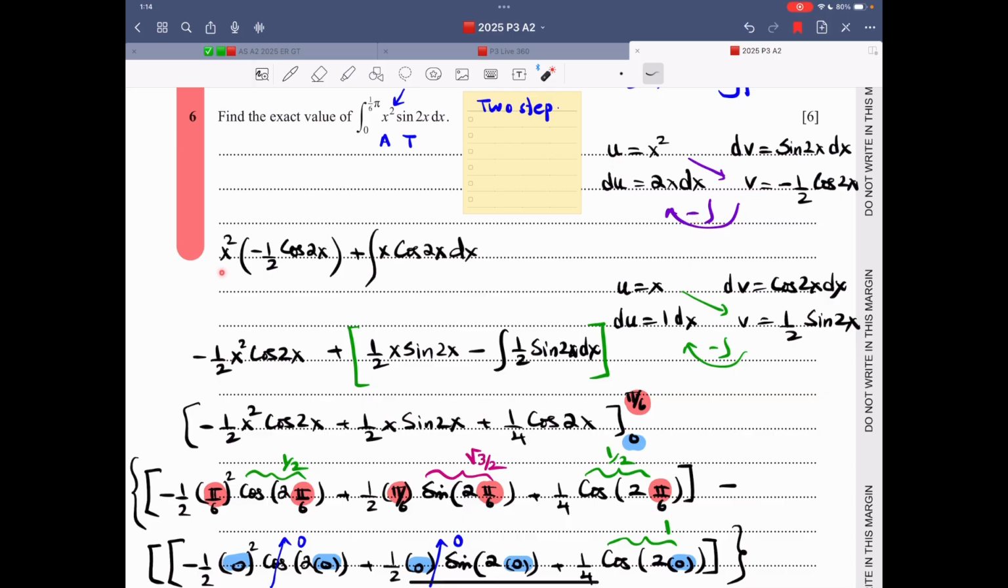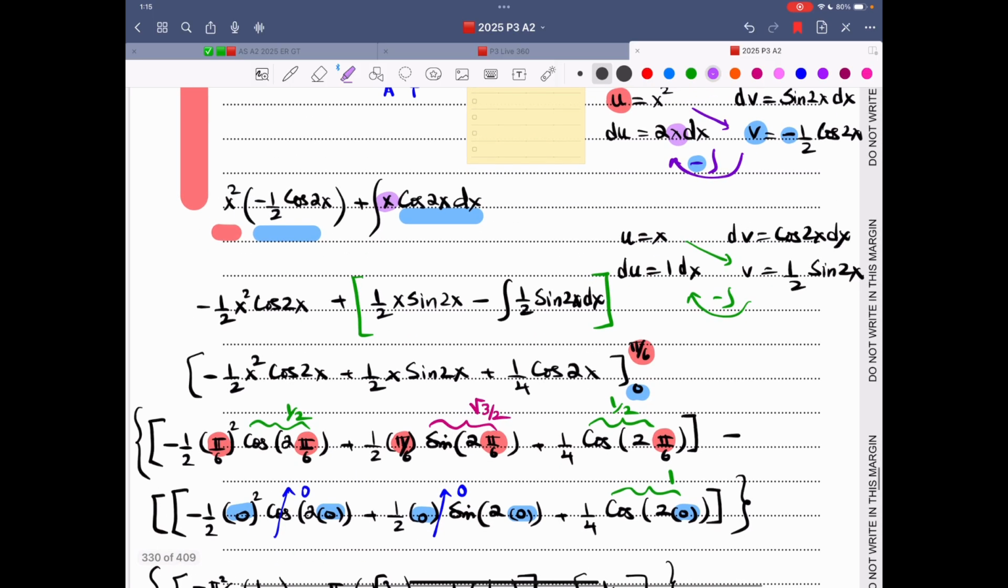So this is u, this is v. Let me highlight it. This is u, this is v, and this is integral v du. This blue one is minus half cos 2x. That is actually cancelling. This is 2x dx. Minus minus also cancels, becomes a plus. And this x is over here, this x is over here. The 2 and the 2 cancel out. Now there is still a product, so you have to start all over again.